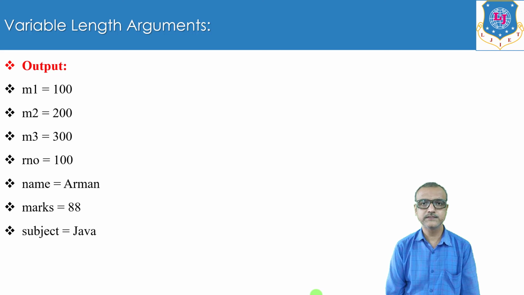So in today's lecture, we have seen function arguments, and we have seen 4 types of function arguments. One is positional argument, the second one is keyword argument, the third one is default argument, and the fourth one is variable length arguments. And we have discussed various examples based on these function arguments.